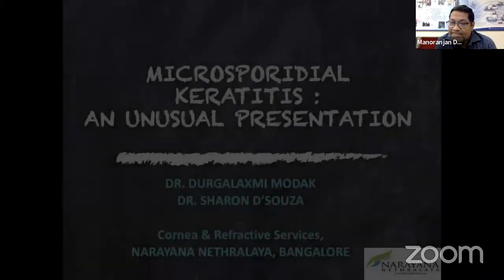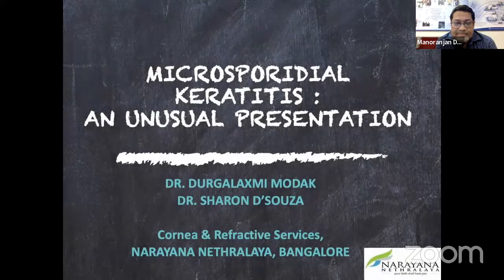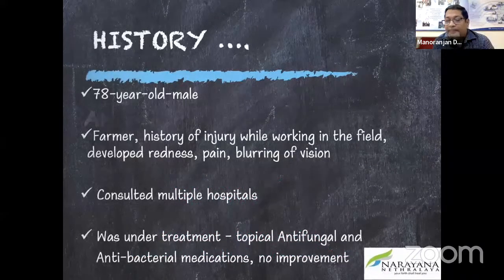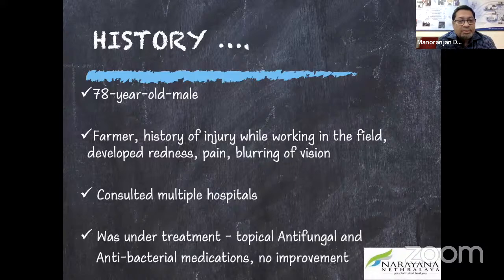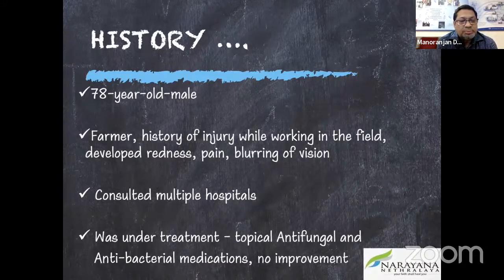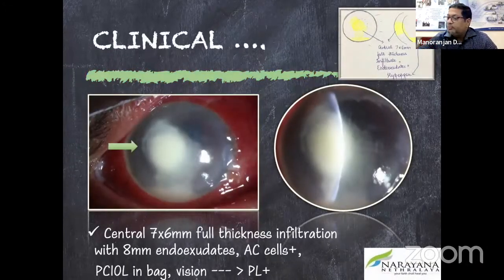A 70-year-old male farmer came with history of trauma to the right eye while working in the field with subsequent redness, pain and diminution of vision. He was on topical antibiotics and antifungal medications when he presented to us. On examination, the vision in the right eye was PL positive with a 7 by 6 mm full thickness corneal infiltrate with endothelial exudates and a PCIOL in the bag.